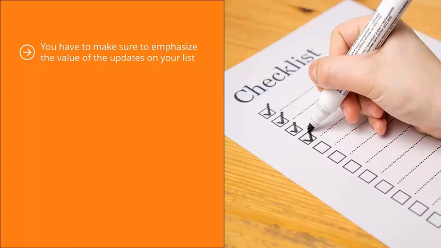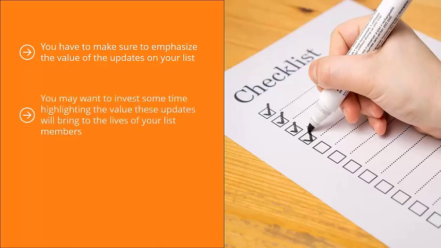You also have to do this on the confirmation page that they get. You should tell them that they're getting the booklet, template, book, or whatever incentive you're offering, but they're also going to be getting very useful updates. You may want to invest some time highlighting the value these updates will bring to the lives of your list members. If you fail to do this, you run the risk of building a list full of squatters. Worse yet, people might be surprised that you're sending updates and might consider your email spam. You probably don't need me to tell you why that's bad news.